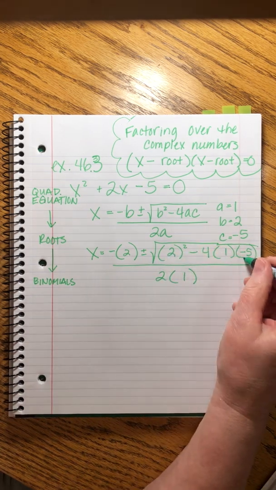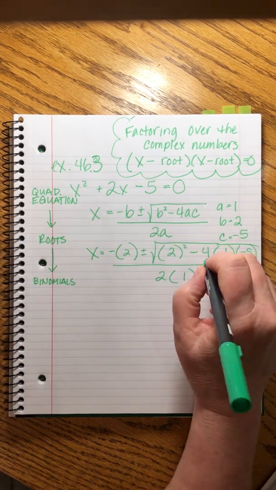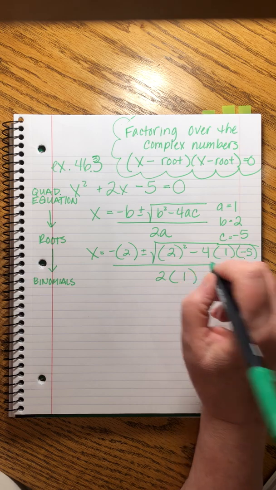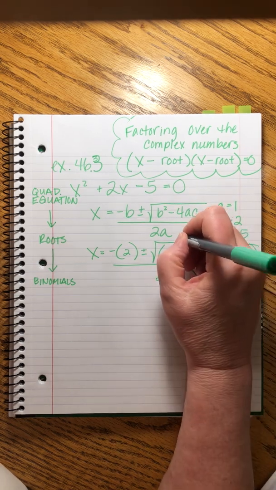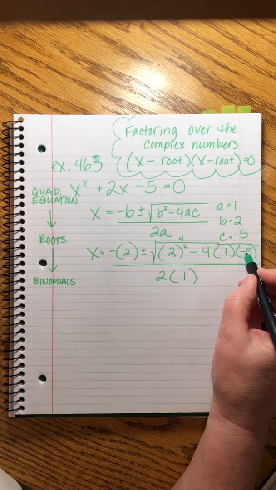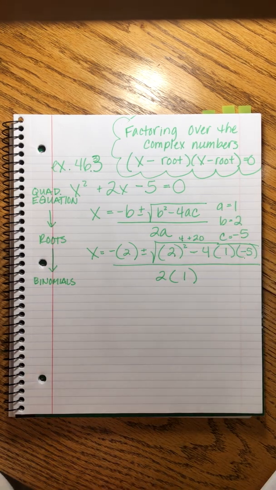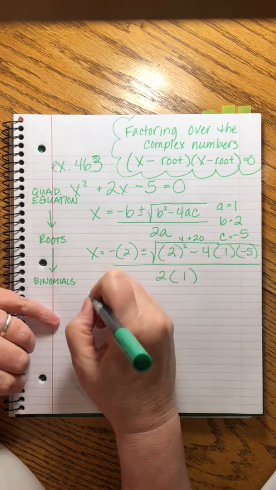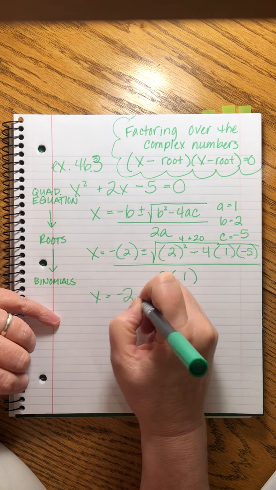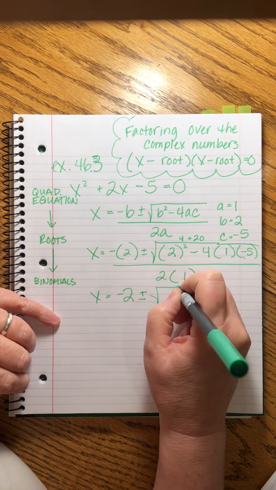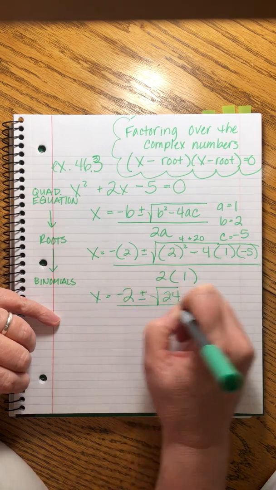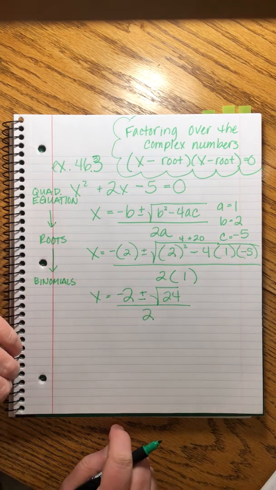Now let's plug in our values: A, B, and C. Okay, so far so good. Let's simplify in here first. This is gonna be 4 plus 20. Well, it doesn't sound like we're going to have an imaginary number here, but that's okay. We can still do it. So this is going to become x equals minus 2 plus or minus the square root of 24 over 2.